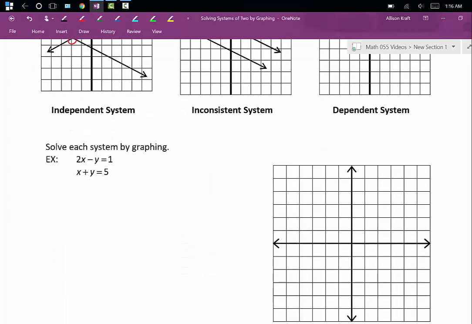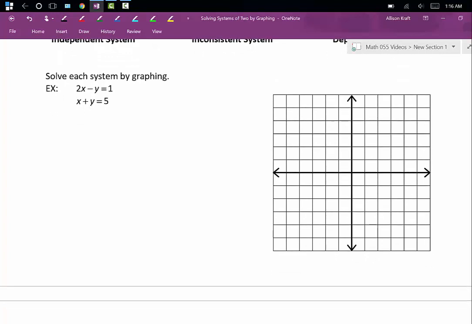Let's solve some systems by graphing. What we're going to want to do is write each equation in slope-intercept form. Then we can check for the number of solutions we're going to have. If the two lines are exactly the same, the two equations are the same, then we'll know right away that there's an infinite number of solutions.